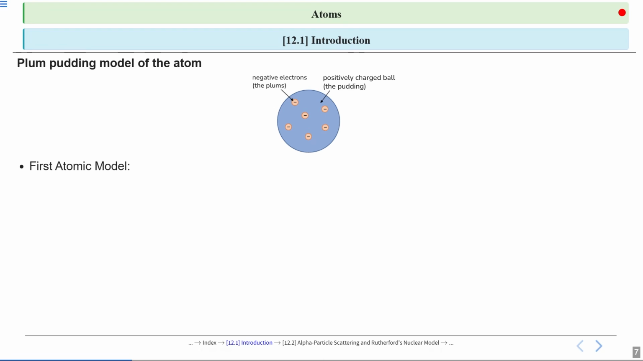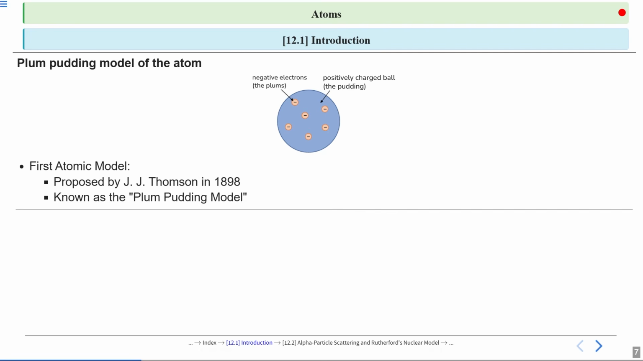Okay, so now we'll talk about the first atomic model. Scientists were trying to figure out what atoms were made of and how their parts are arranged. The first atomic model was proposed by J.J. Thomson in 1898. He had discovered the electron, a tiny negatively charged particle, and suggested that the atom contains these electrons. This model is called the plum pudding model because Thomson imagined the atom as a positively charged sphere with negatively charged electrons scattered throughout, like plums in the pudding.